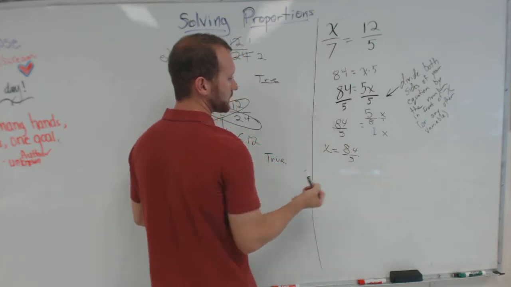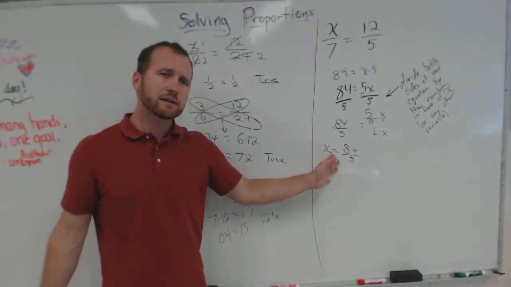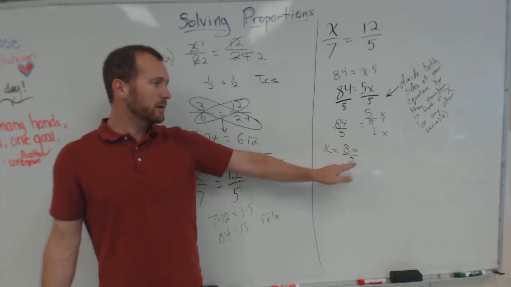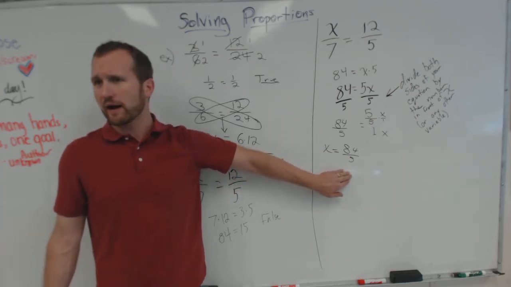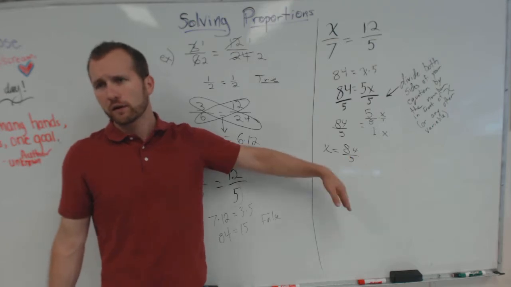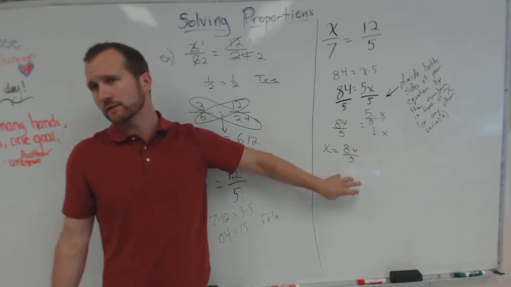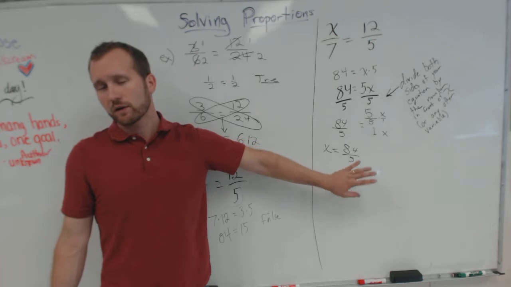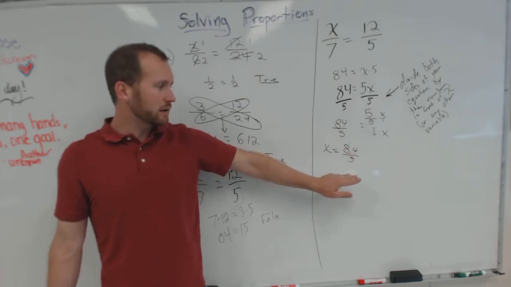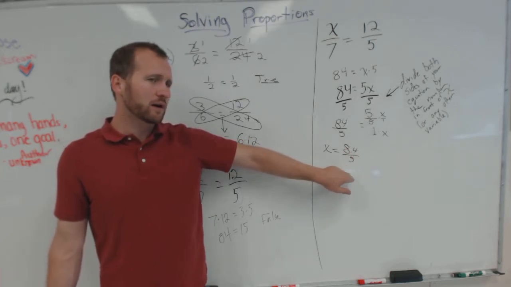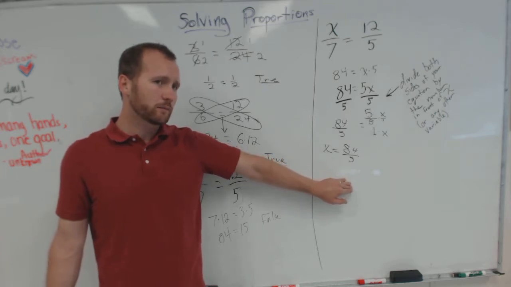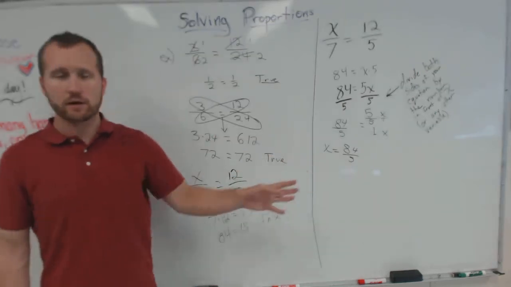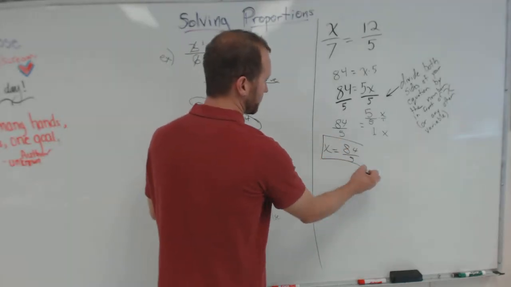We say x equals 84 fifths. And I want you to leave it like that. You've probably been taught that that is an improper fraction, and you should divide 5 into 84, put your number out front and your remainder over 5. We're not going to do that. You're going to leave improper fractions as they are because they're actually numbers and they're easier to work with now. So that would be your answer. You put a box around it.